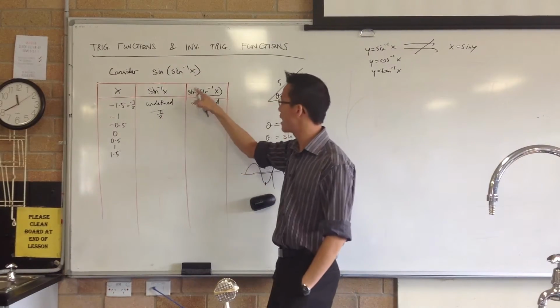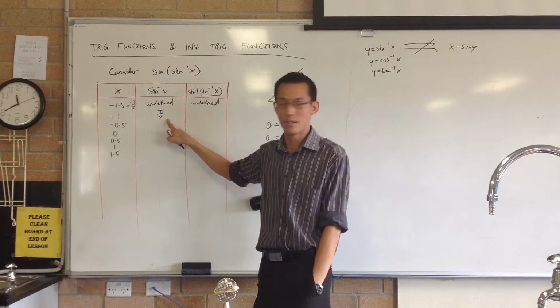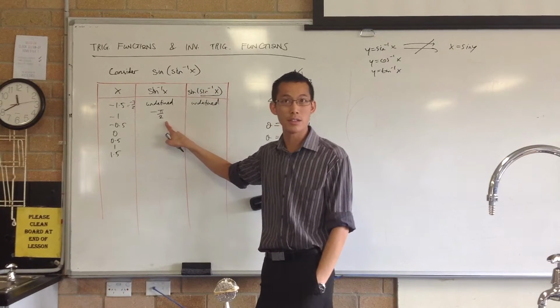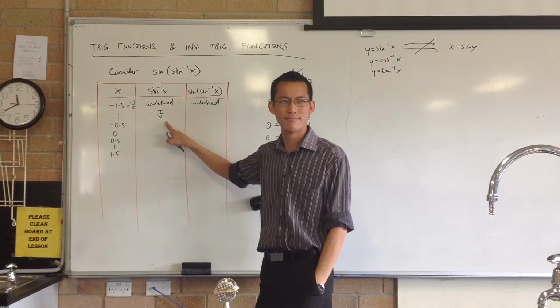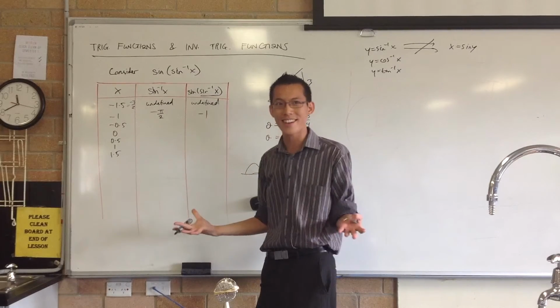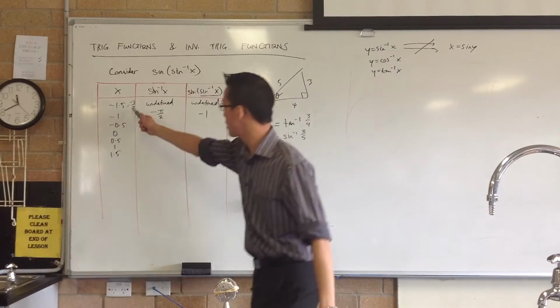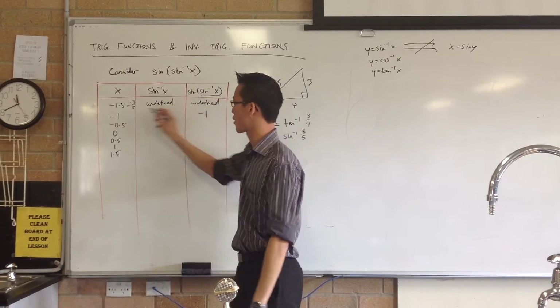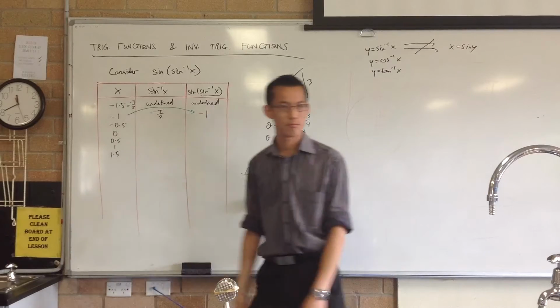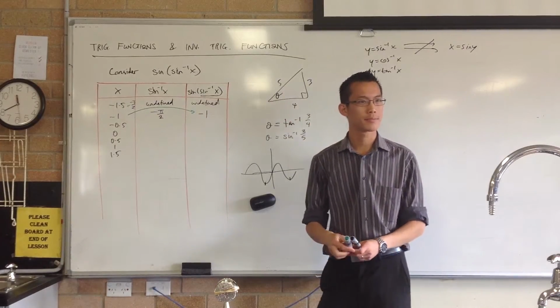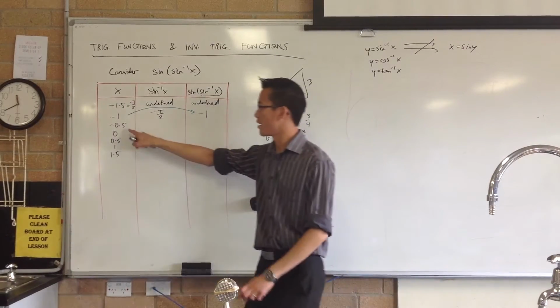Well, what's sine of sine inverse of minus 1? Sine of minus pi on 2. The answer is minus 1, right? That's how we pick the angle. So, okay, this is interesting. When we took this, it broke. But when we took this, it just gave us back what we expected. All right, let's keep going.